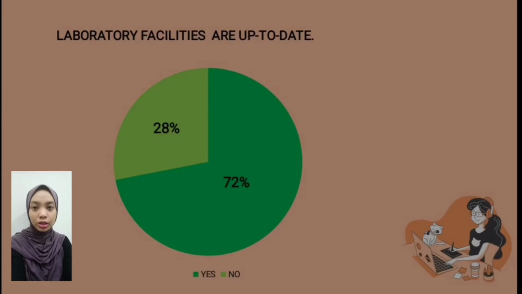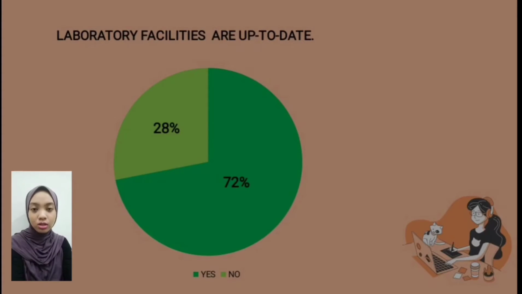Okay, this is a pie chart. The pie chart shows student opinion on whether laboratory facilities are up to date at Ungku Omar Polytechnic. The pie chart has 2 segments, yes and no. Based on the graph, the percentage of students who voted yes was 72% and those who voted no was 28%.